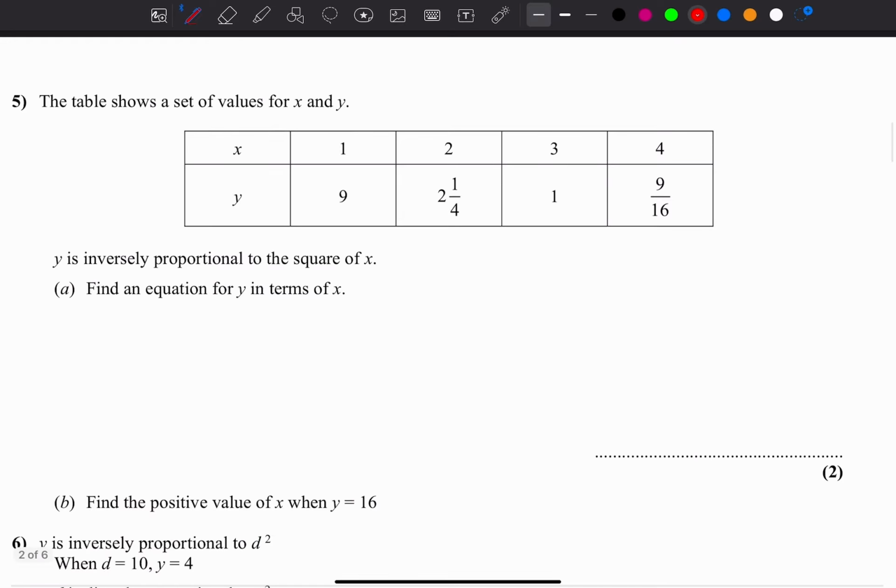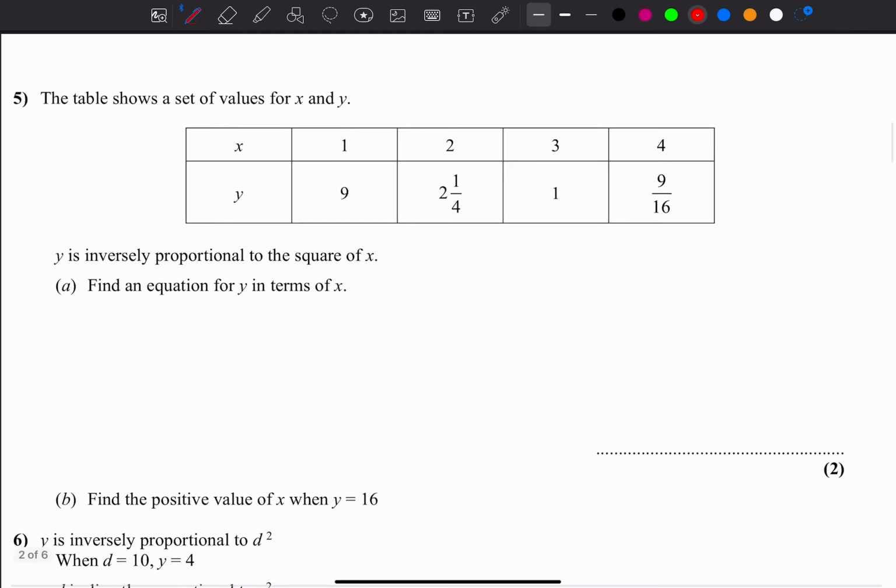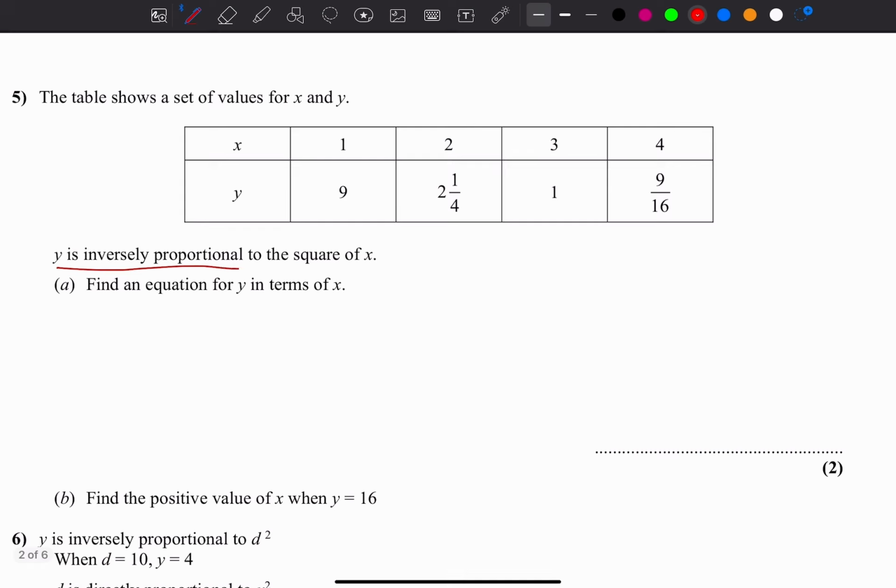Next one. Nice little table here. Y is inversely proportional to square of x. So y is equal to, inversely means k over square of x, which is x squared. Okay. I want a couple of numbers. I'm going to pick the easy number here. I don't want to pick the fractions. Okay. Let's start with this.